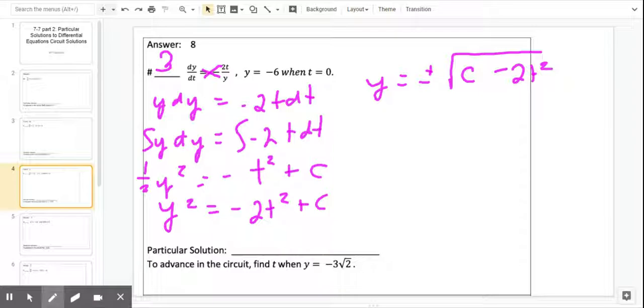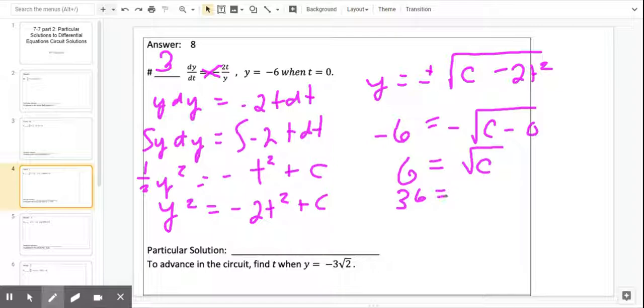Let's now find the particular solution. So y equals negative 6 when t equals 0. So since that 6 is negative, that tells us we're going to have a negative there. So negative 6 when t equals 0. So we have c minus 0. So that means 6 equals square root of c. So 36 equals c. So our particular solution is y equals negative square root of 36 minus 2t squared.